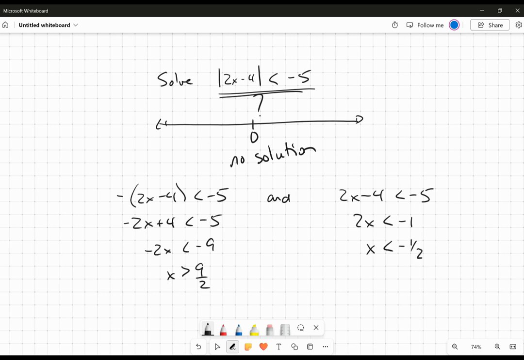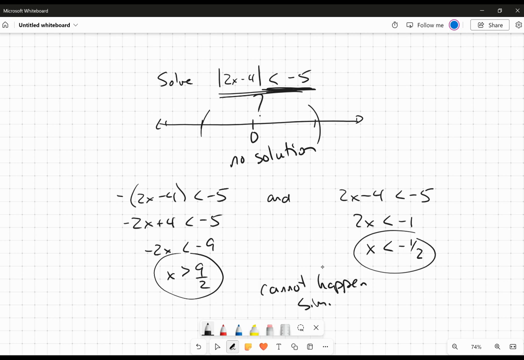And so I'm looking for those values of x that are simultaneously, and again, that's because when I've got this less than negative 5 here, what I'm looking for is the numbers that are closer to the zero than our outer boundaries here. But the results that I'm getting are x is either got to be greater than 9 halves or less than negative 1 half. Those cannot happen simultaneously. Okay, and because those cannot happen simultaneously, we are left with, again, no solution.